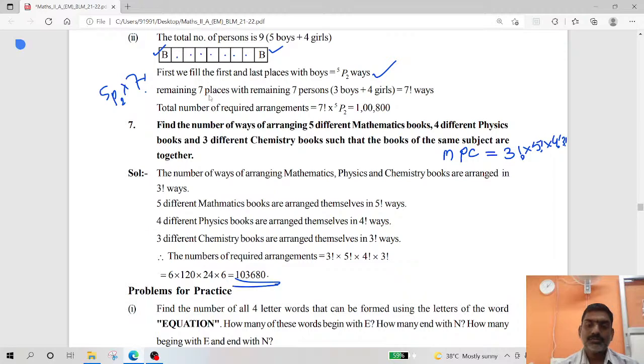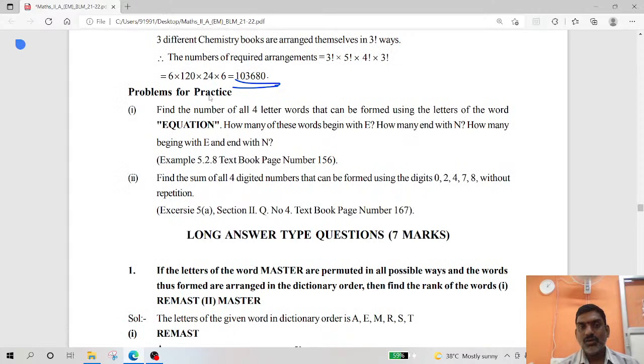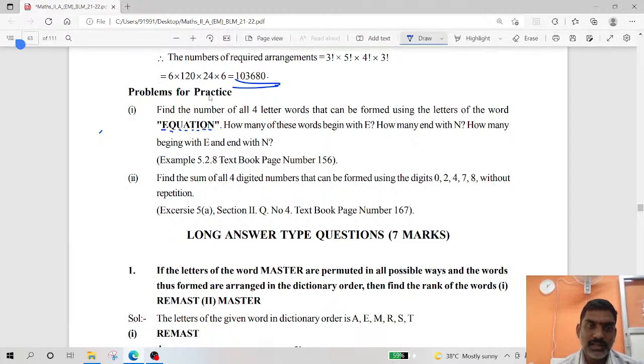Alright, next, problems for practice. Find the number of all 4 letter words that can be formed using the letters of the word EQUATION. So in EQUATION, 1, 2, 3, 4, 5, 6, 7, 8, 8 letters are there. Here E, Q, U, A, T are not repeating. No repetitions are there here.